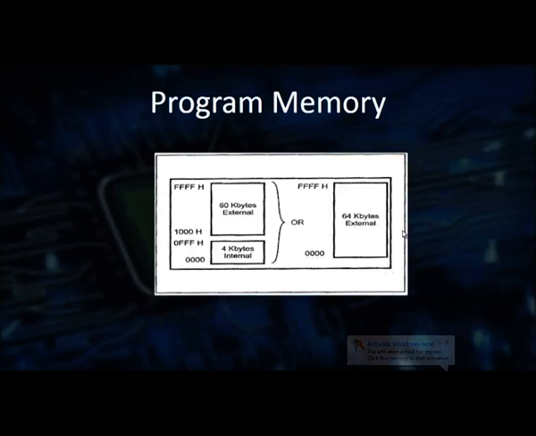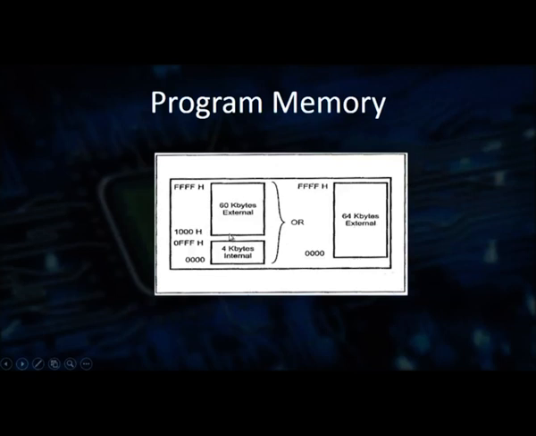The next one we will discuss is the program memory. The program memory is a code memory, which is a ROM used only for read operations. Internally it has 4 kilobytes of ROM. If it is not enough, then you can extend your memory size up to 64 kilobytes. Suppose you are using both, then 4 kilobytes internal plus 60 kilobytes external memory you can access, or 64 kilobytes from the external is also possible.